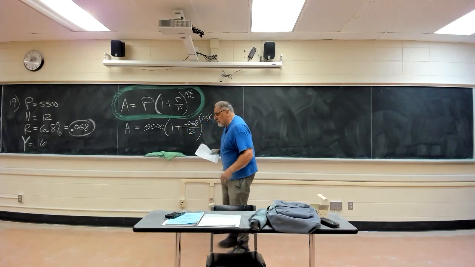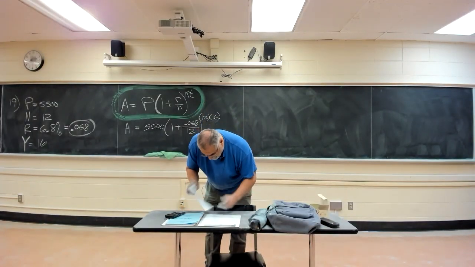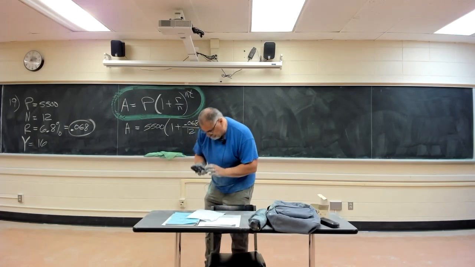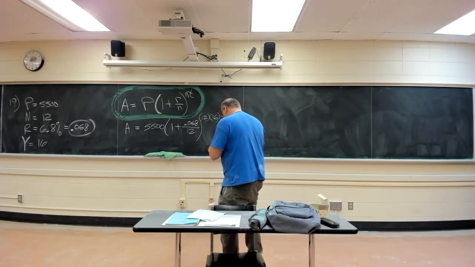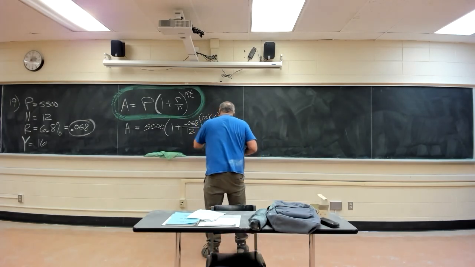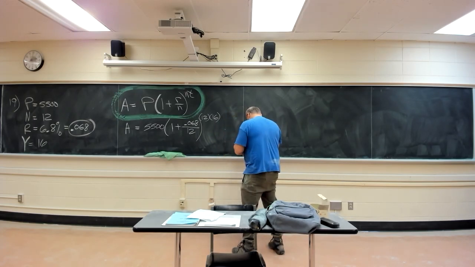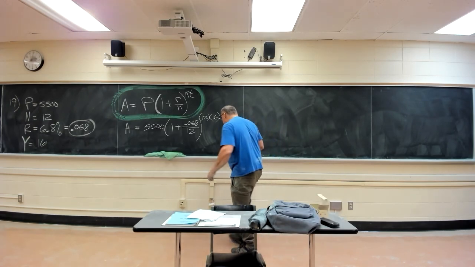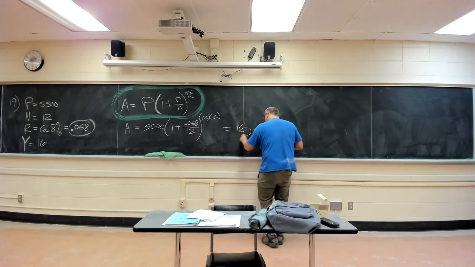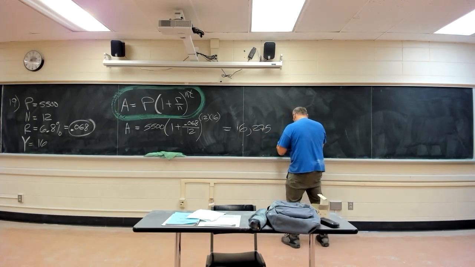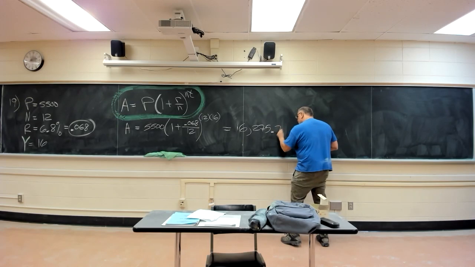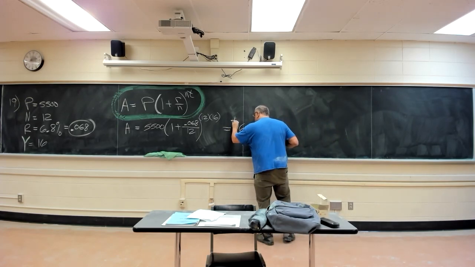That's pretty amazing. So quickly, let's look at it and see what it does. As a final answer on this thing, let's see what we can do. I will take the quantity 1 plus 0.068 divided by 12, and I'm going to take that to this. It comes out to 144 plus 48, that's 192. So 192 times 5,500, 16,275.76224. Wow, you invested $5,500.